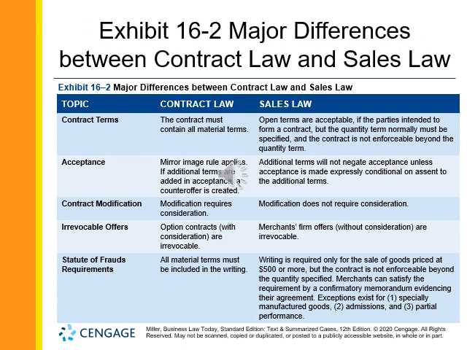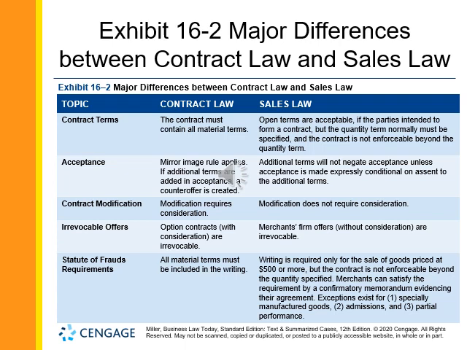Once again, you are provided with a schedule. This exhibit appears in the book of the major differences between contract law and sales law. This exhibit has 3 columns: topic, contract law, and sales law. Topic, contract terms. Under contract law, the contract must contain all material terms. Under sales law, open terms are acceptable if the parties intended to form a contract, but the quantity term normally must be specified, and the contract is not enforceable beyond the quantity term.